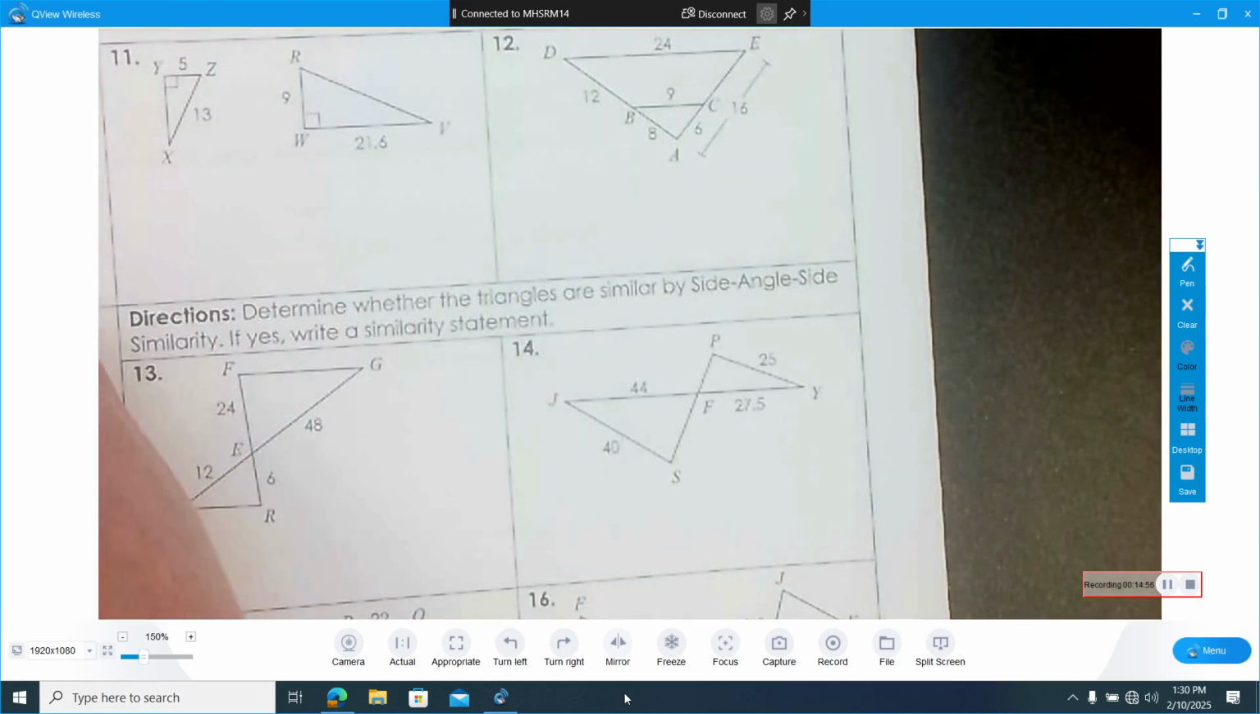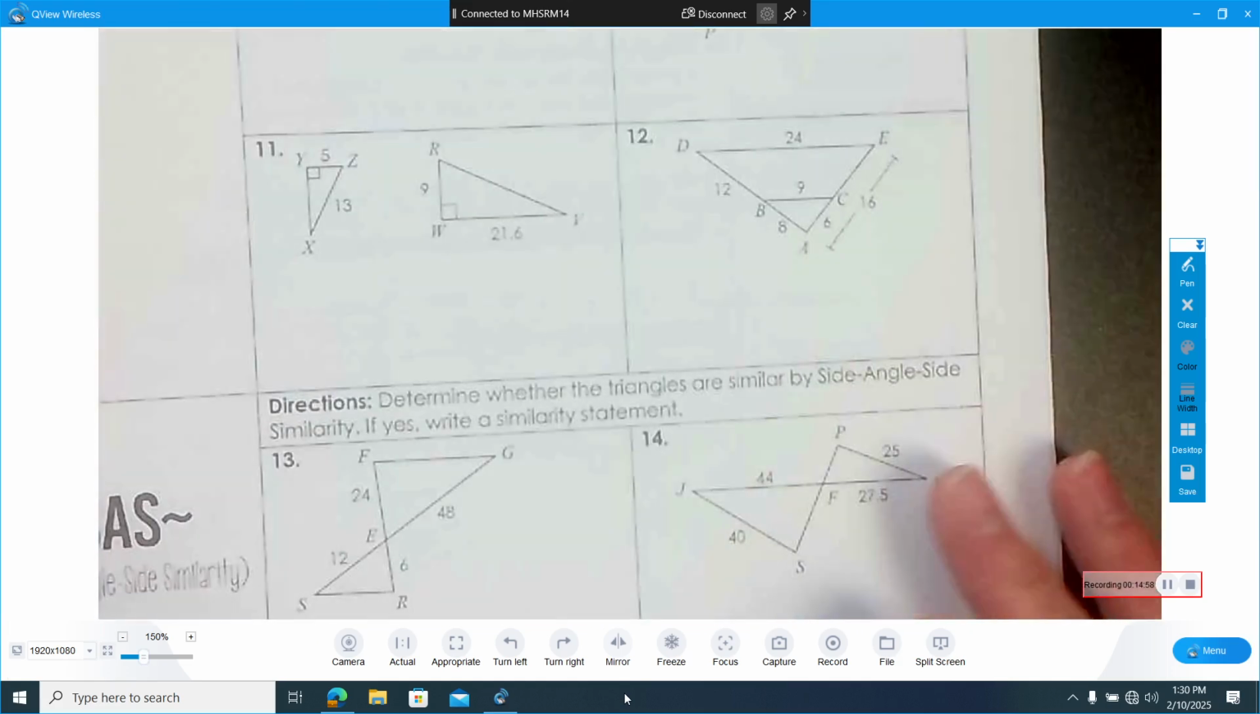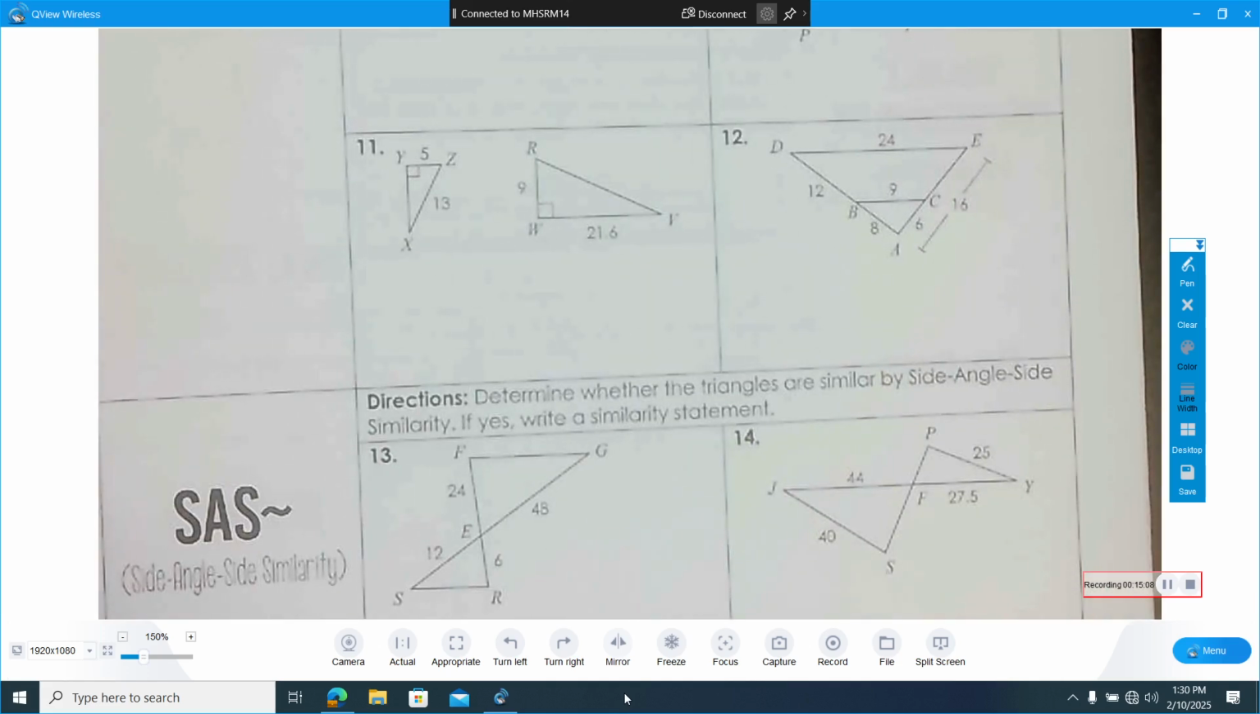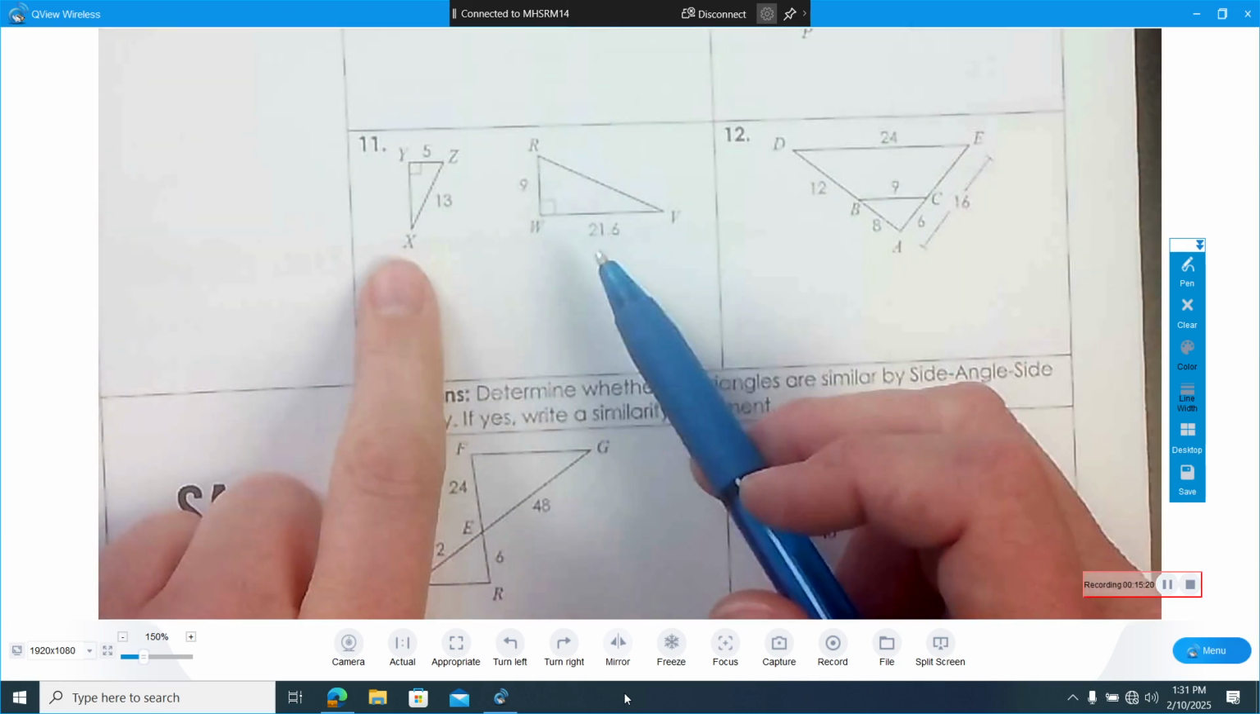All right, questions so far? On number 11, do we have enough information? Yes, because they are both right angles. We're going to have to find the information, yeah.